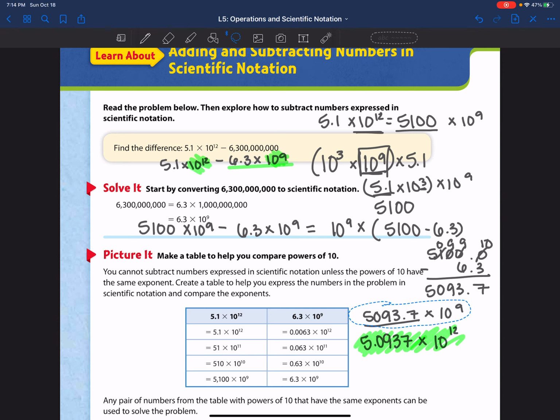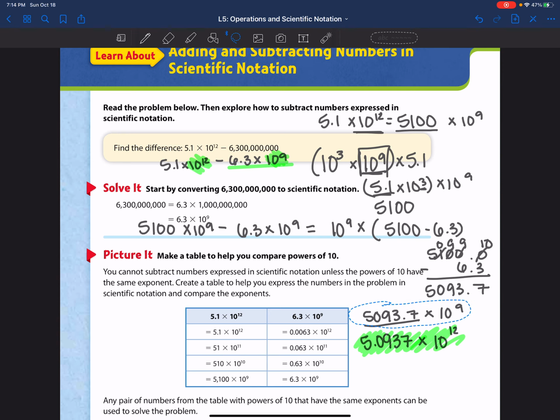And then finally, write your solution in scientific notation. And that was our answer that I highlighted here. And there we go. Literally everything we've already done. Okay. And then the try it is what's new here. So again, I hope that you've already reviewed this or tried it on your own. Now it's just time to review your answers.